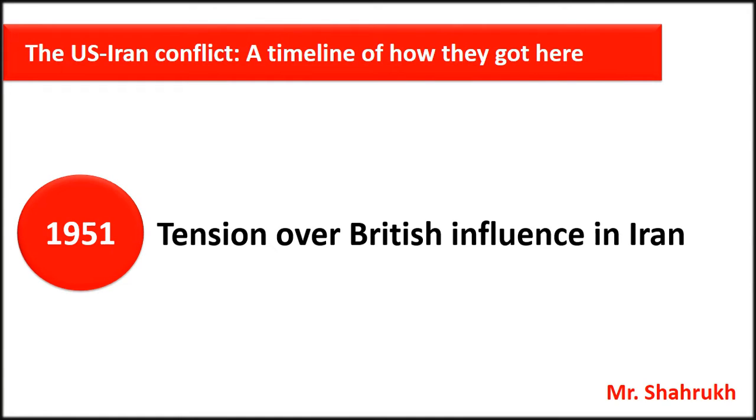In 1951, tension over British influence in Iran. Since the early 19th century, the British government has retained control over Iran's oil reserves through the Anglo-Iranian Oil Company. By the time Mohammad Mossadegh is appointed Prime Minister, Iranians are tired of foreign involvement in their affairs, and calls for Iranians to regain control of their natural resources are growing louder.